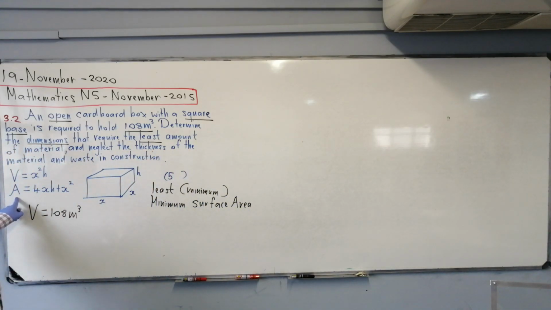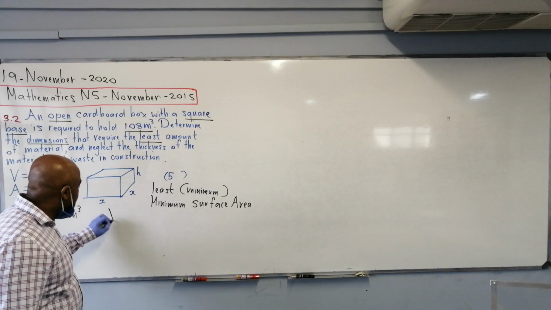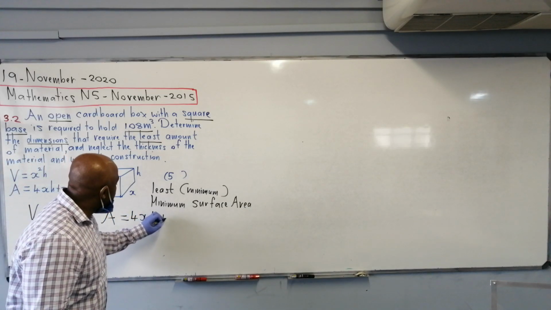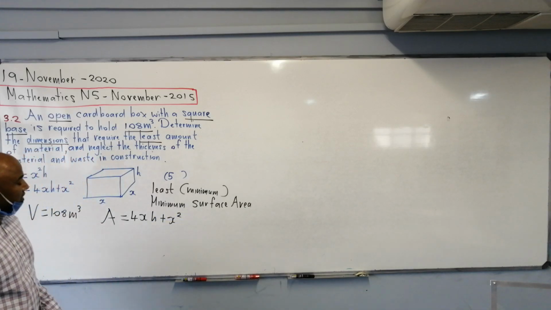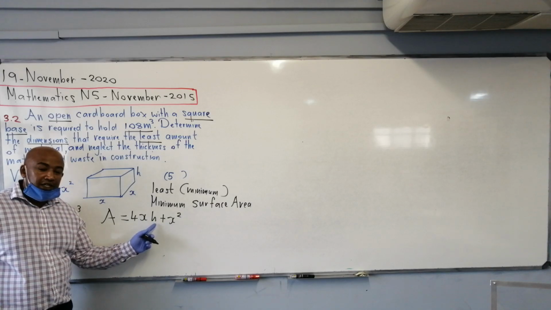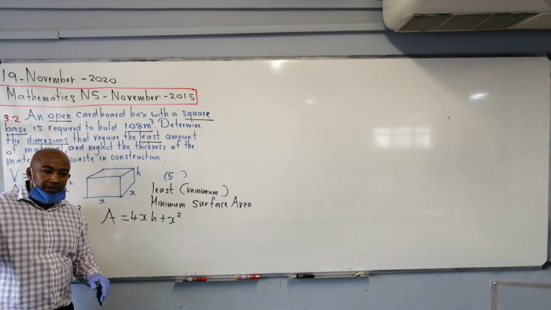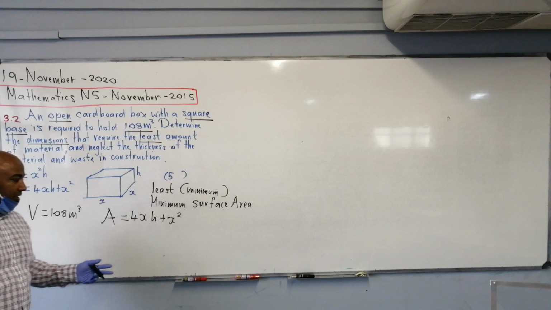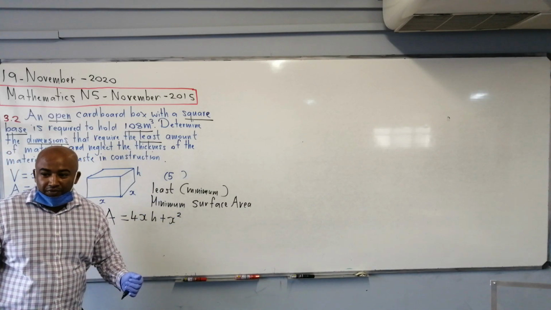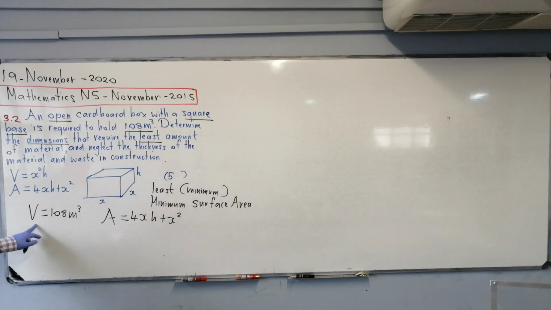So that means we need to differentiate A. Let's look at the formula for the surface area, which is 4xh plus x squared. The variables here, x and h, can we reduce it to just one variable? We can. Instead of having x and h, we want x only. So what do we know about volume? We were given volume.